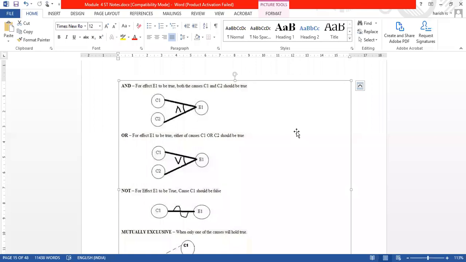For example, if C1 and C2 are causes and E is an effect, that is the problem. If you want to represent an AND, to tell that cause 1 and cause 2 are both causes for E, then both must be true: cause 1 should be there, cause 2 should be there, and only then will E be true. We cannot say that if only cause 1 is true, it is the cause of this problem.